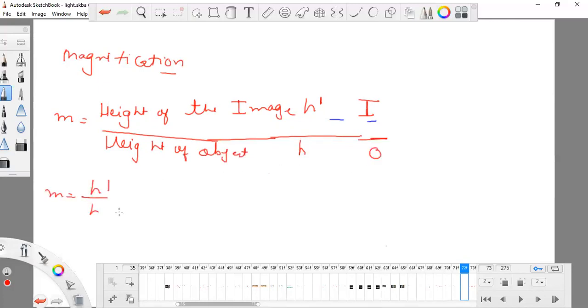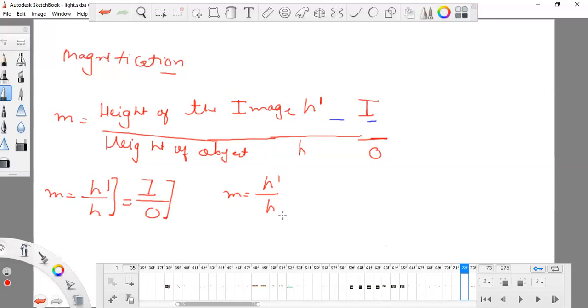H hash, h, or some teachers may tell you to write I or O. I'm just taking this one because NCERT has given this. It is okay if you do it with I upon O, that is no problem. So M is equal to h hash upon h. Magnification means the height of the image upon the height of the object.